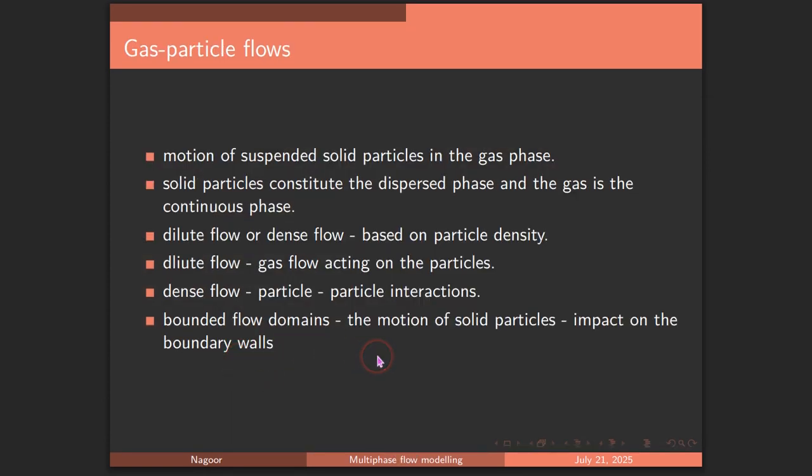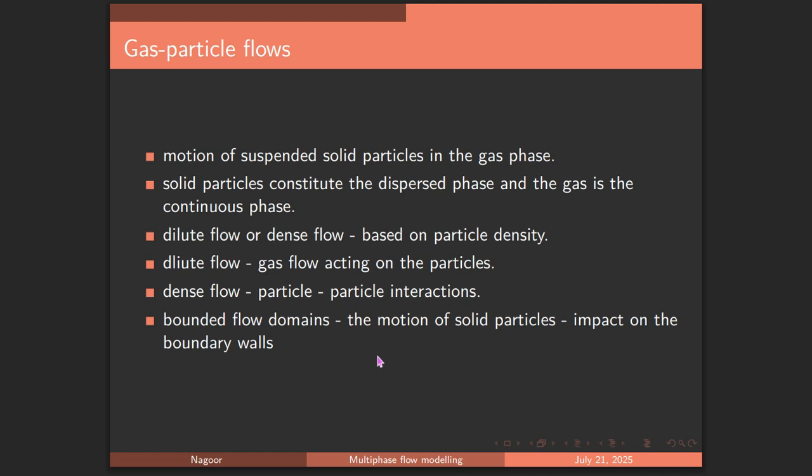The first type is gas-particle flows. In this, solid particles in motion are suspended in the gaseous phase. These solid particles constitute a dispersed phase, whereas the primary phase is termed the continuous phase. And based on the particle density, the number of particles involved in the flow, they can be classified as a dilute flow or a dense flow.